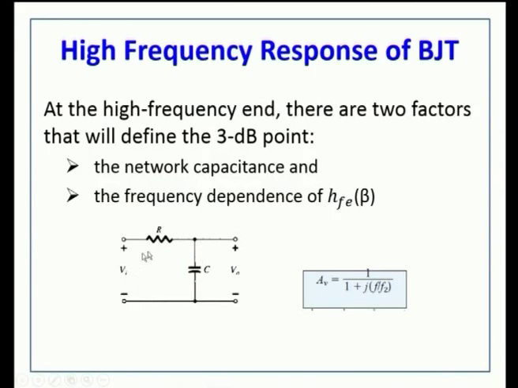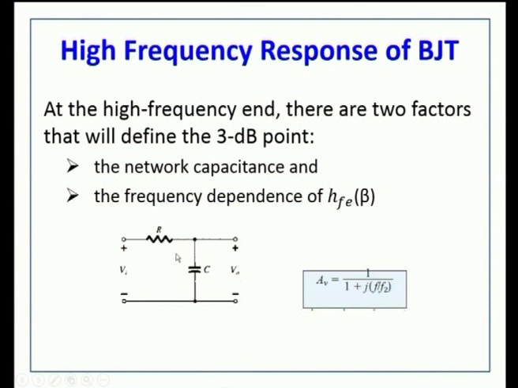And for the high frequency response of the BJT, this is the network, the pair of the R and C combination. At the high frequency end, there are two factors that will define the 3 dB point: the network capacitance and the frequency dependence of beta, that is the gain. In some specification sheets, it is represented as hFE. For our understanding, it is given as beta. Here hFE or beta is the gain of the amplifier.